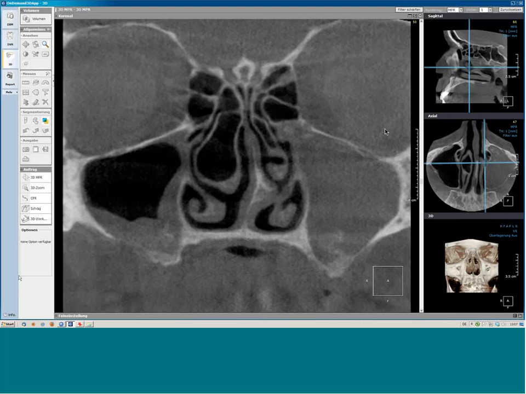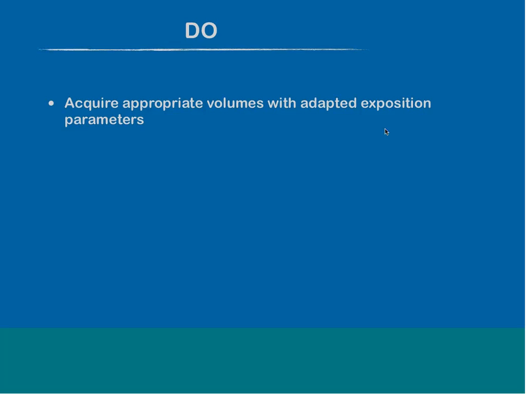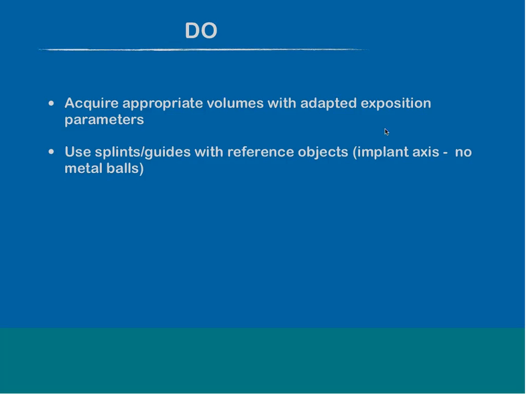So let's sum up all this information. What you have to do is acquire appropriate volumes with adapted exposition parameters. Think about the volume you need for your patients, and think about the exposition parameters due to the constitution, if the machine allows you any kind of change.